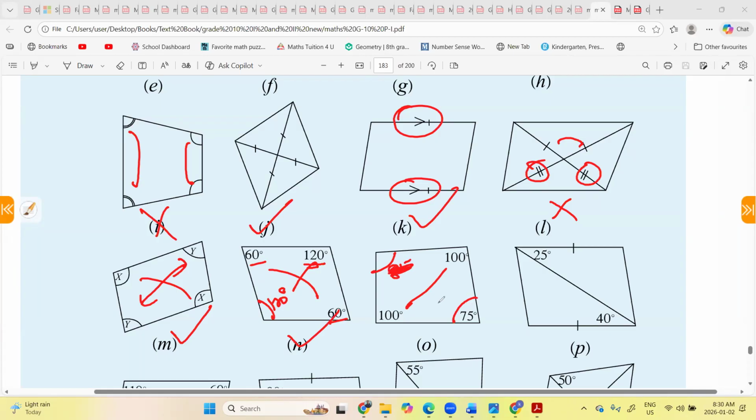How much? 360 minus 275 is 85. This is not equal, so that is not a parallelogram. Here, students, these two sides are equal, but the alternate angles are not equal. So that is not parallel, so not a parallelogram.